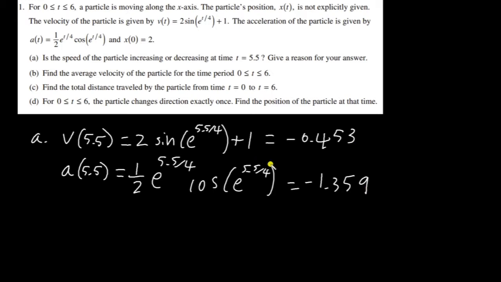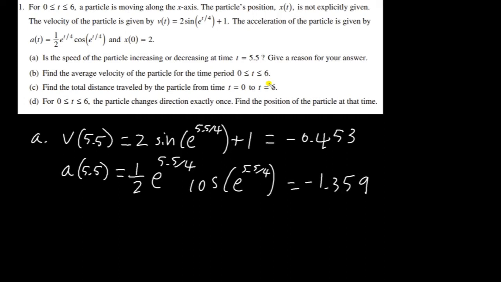Okay, now what you have to look at is the sign of the acceleration and the velocity. If they have the same sign, it's speeding up. If they have opposite signs, it's slowing down. Okay, so as you can see here, since both velocity and acceleration are negative, they have the same sign, that means it's speeding up.